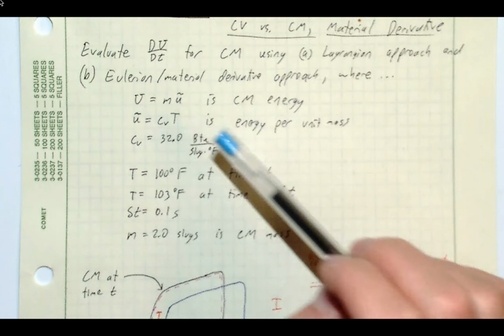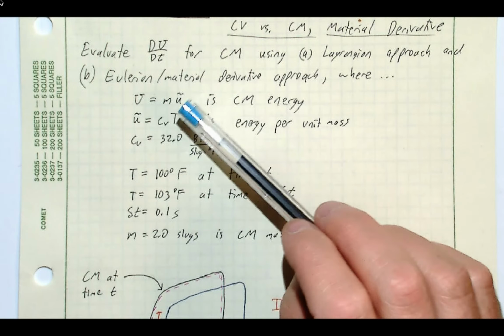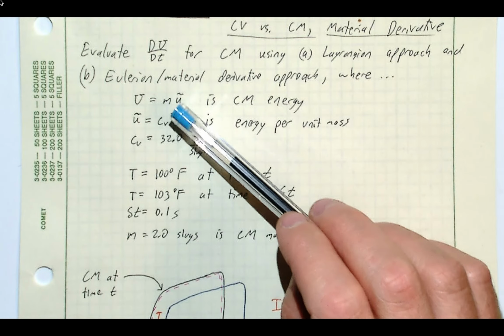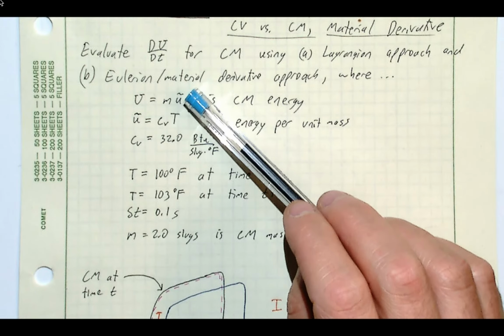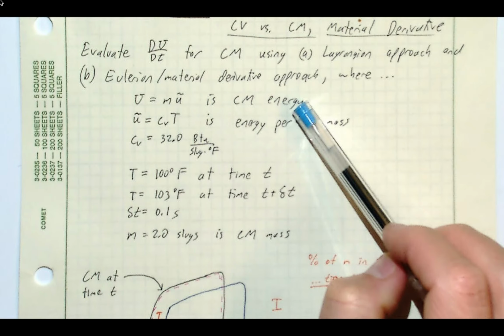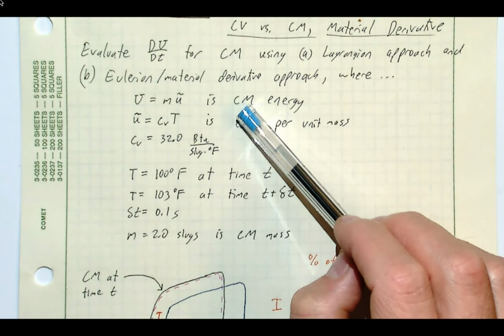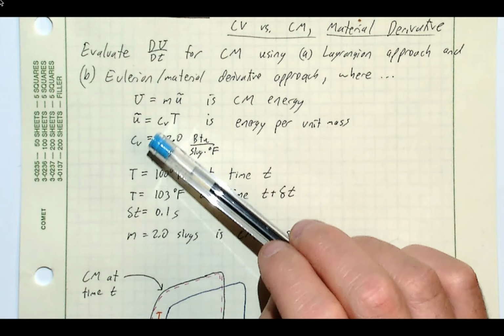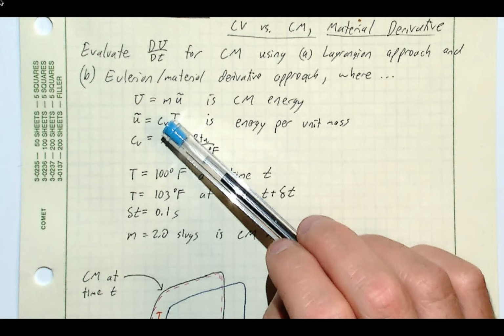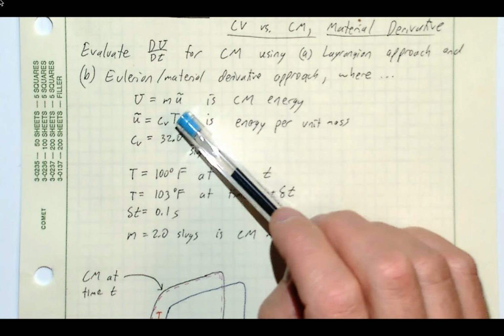Okay, so this big U is the mass of the control mass, or of the system, times this little u, which is the total energy of the control mass, where the total energy, internal energy here, is just the specific heat times the temperature, so the specific heat at constant volume. So this is the energy per unit mass, right? Because all you have to do is multiply this by mass to get to the energy.